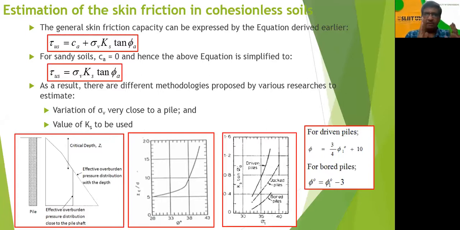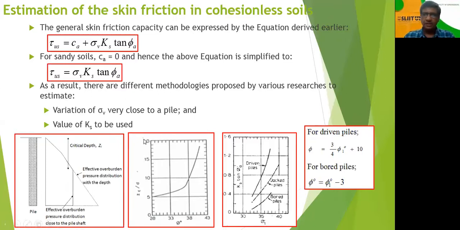For example, if it is a bored pile, then what you do is we drill a hole and then fill that with concrete. So that is different when it comes to a driven pile. In that case, we actually insert the foreign object into the medium, so we are moving aside the material which is already there. So therefore, this Ks value will depend on the type of the pile.